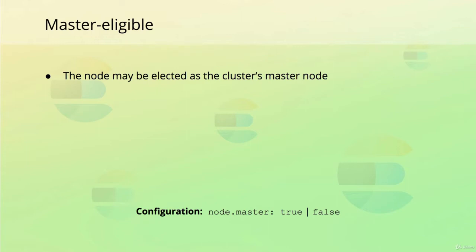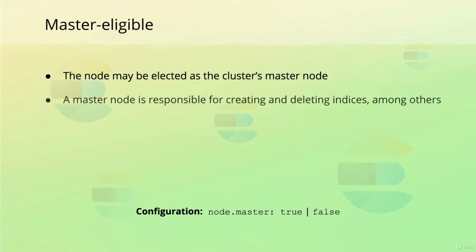First up, we have the master role, which makes a node eligible for being the cluster's master node. We haven't talked about what a master node is yet, and I don't want to go into a lot of details now, because it's actually a quite complicated subject. Essentially, a master node is responsible for performing cluster-wide actions. This mainly includes creating and deleting indices, keeping track of nodes, and allocating shards to nodes.